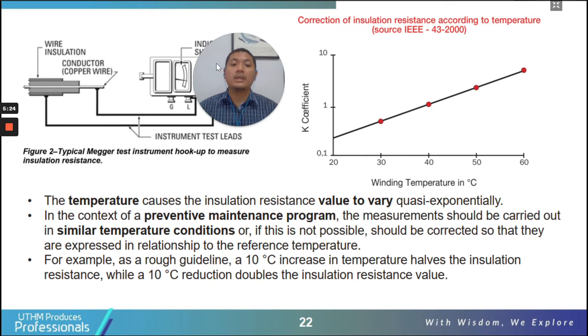So make sure that when you compare the IR value every 6 months, you make the temperature correction and compare at similar temperature conditions, so that you can see whether the value is reducing. If it's reducing, it means the insulation resistance of the machine is getting weak. As a rough guideline, a 10-degree increase in temperature halves the insulation resistance. So it's very important to do the resistance correction due to temperature.